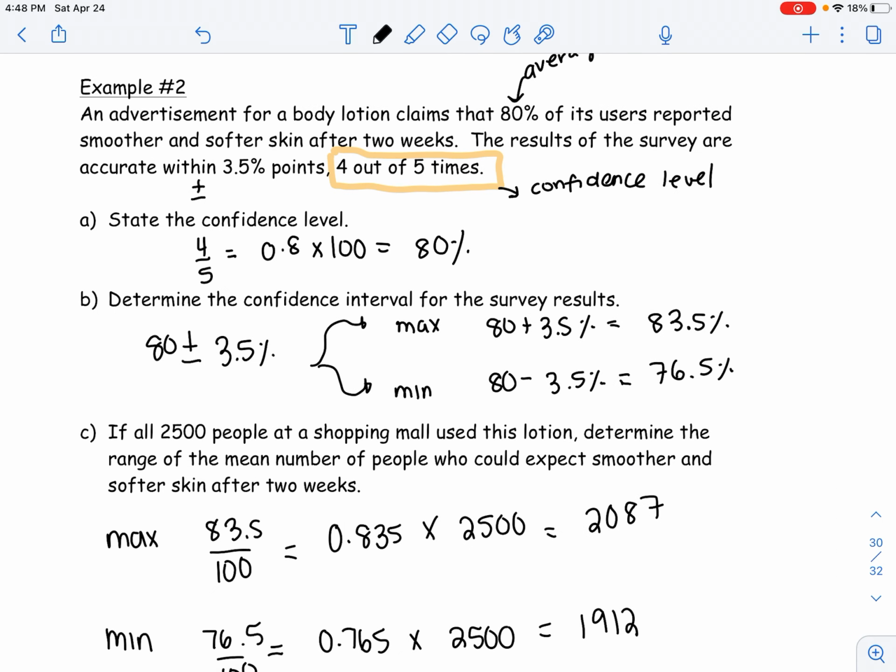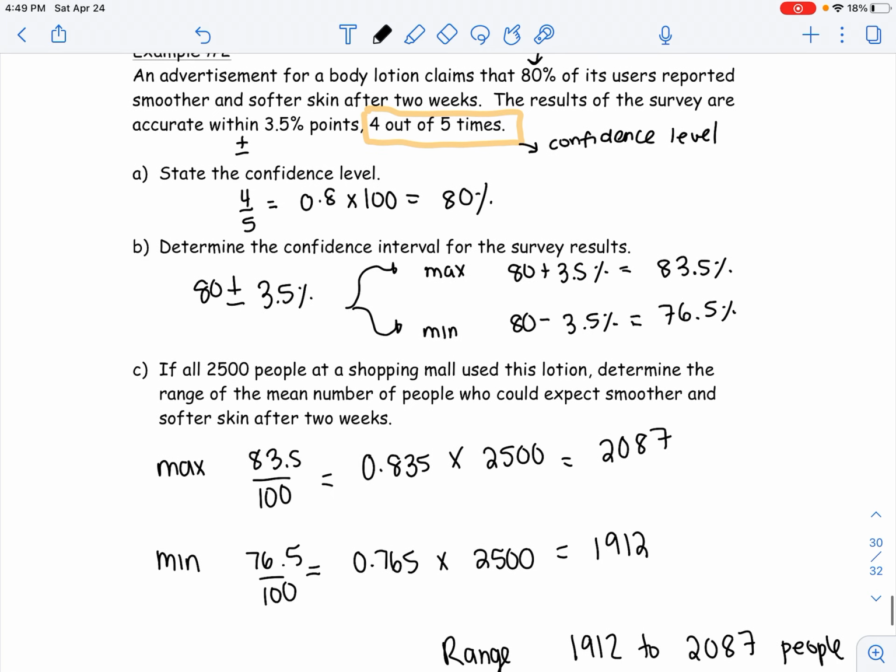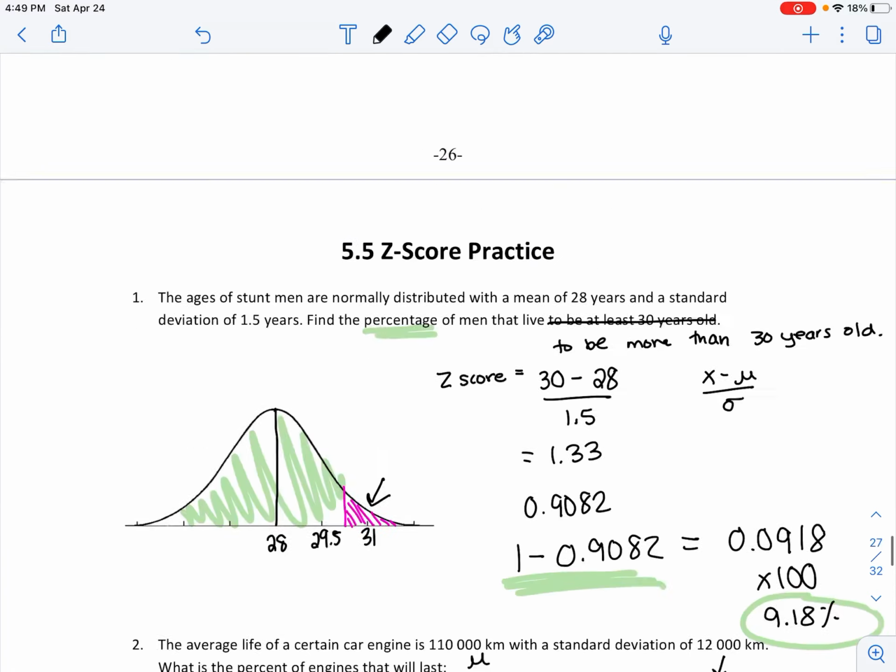And then if they ever want to find out the range of people or items that will occur within that max and min range, you just have to take the decimal form, multiply by the population or how many items you have to find out what your min to max are for the range. Okay, so really similar for each of these questions, nothing really crazy.